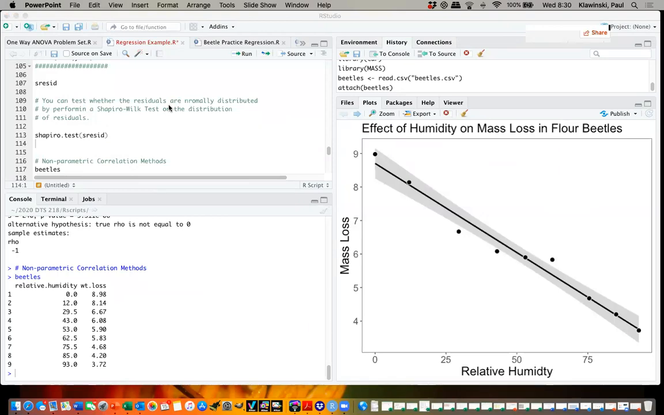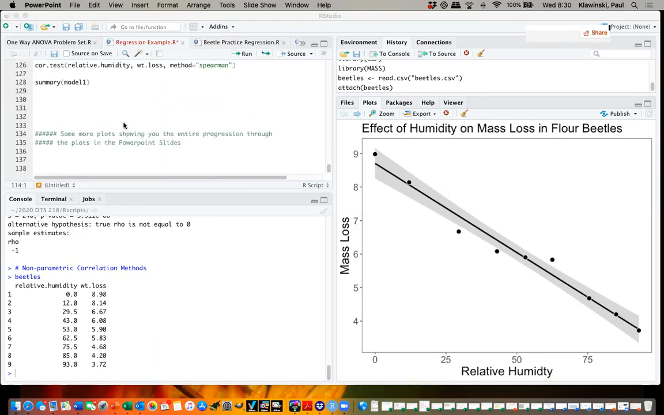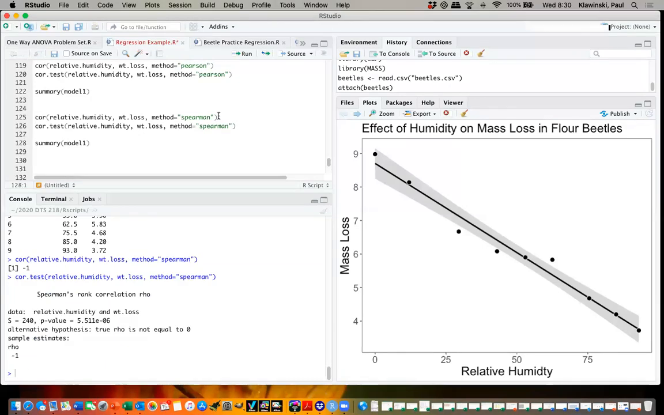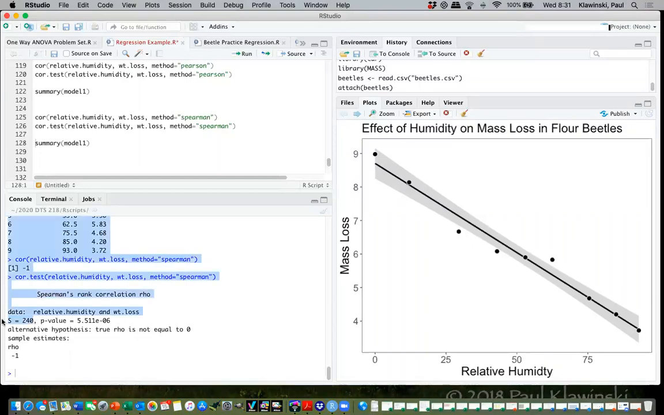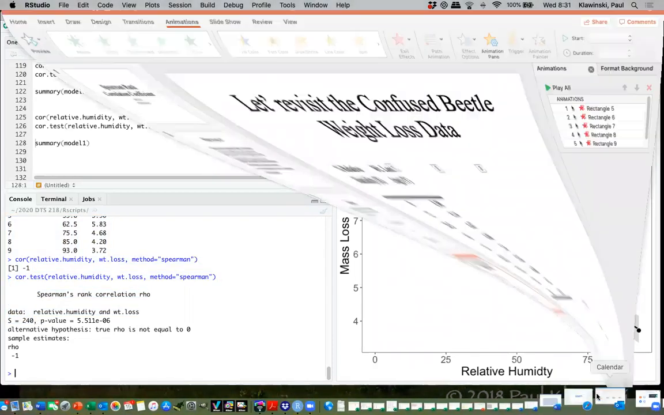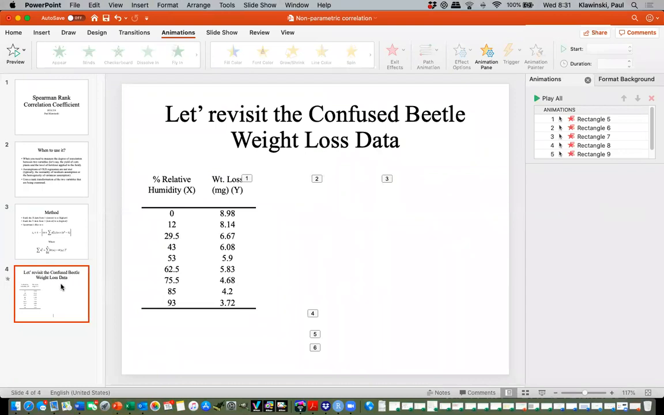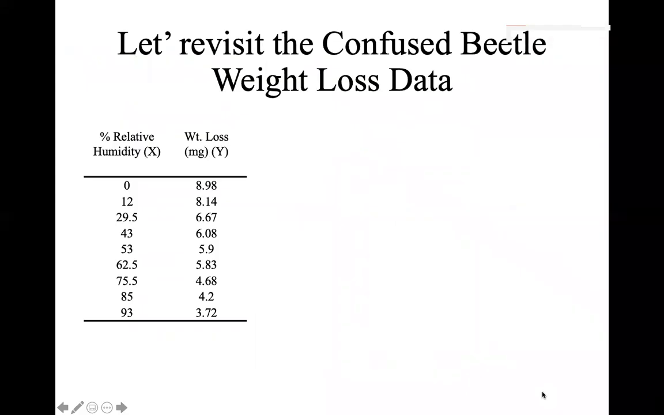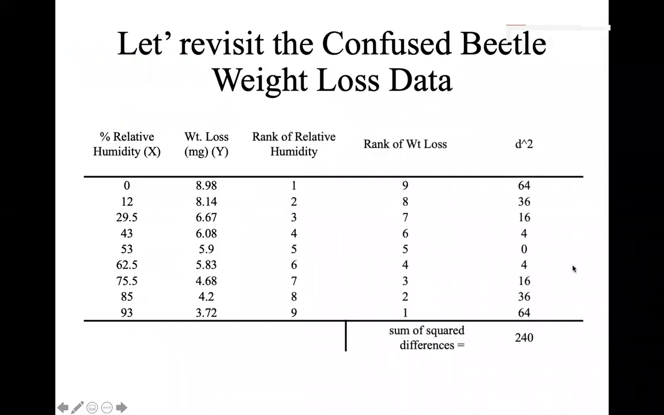And so when you do the correlation test, you don't actually get an ANOVA table out of this. What you get is the sum of the differences, which is 240, which is exactly what the sum of the differences were in our example here. Let me pull it up again. We get the sum of the differences, which is 240.